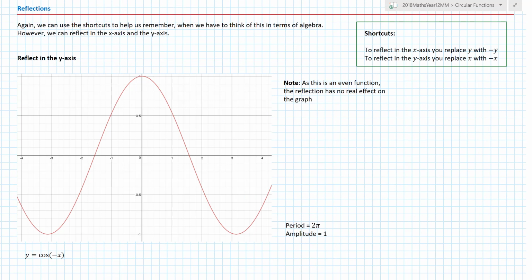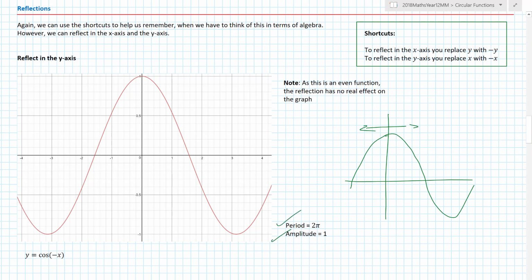So when we reflect in the y-axis, what do we need to do? Well, basically it's a cosine curve. If we remember our original cosine curve, which does effectively something like that, then when we reflect it this way, what we tend to notice is there's absolutely no difference. Yay! So period stays as 2 pi and the amplitude stays as 1. There's my maximum and there's my minimum, and so my amplitude is 1. Thank you very much.